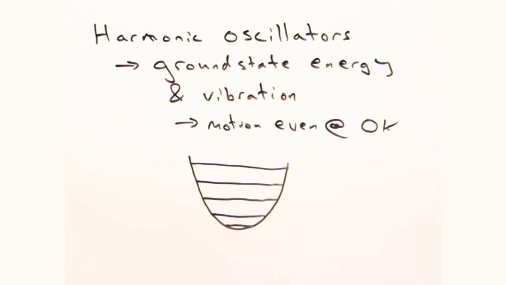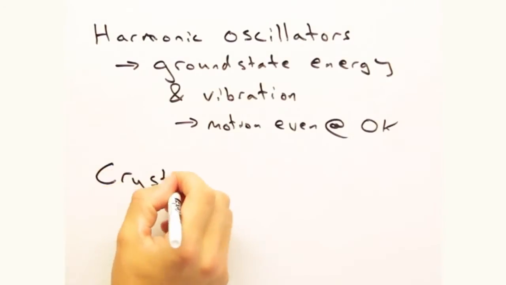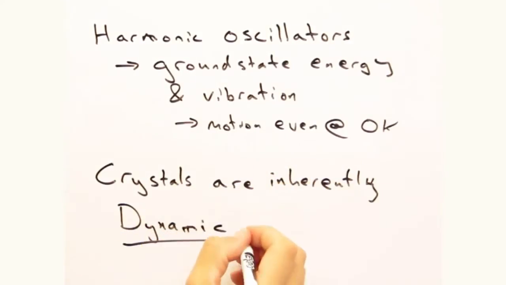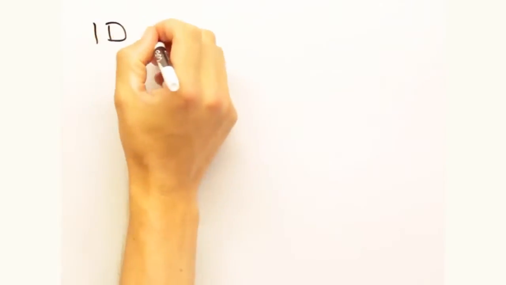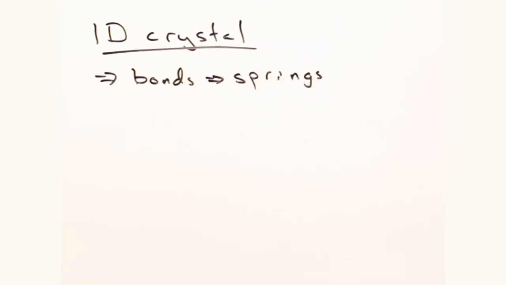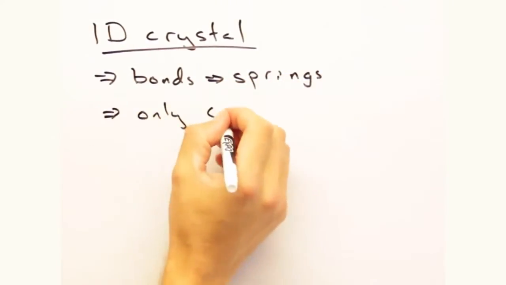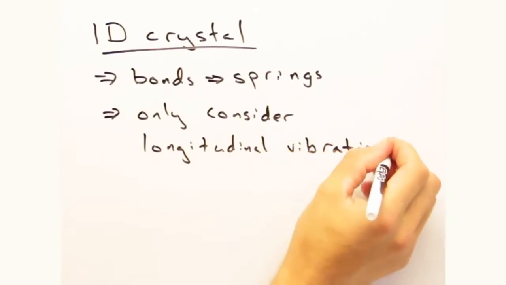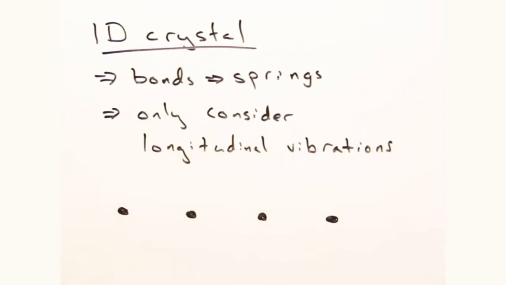In later videos, we'll see how vibrations play a role in crystal properties. Yeah, vibrations are really an inherent part of crystals, and we should keep that in mind whenever we think about crystal properties. But today, for now, we'll keep things simple and look at how vibrations behave in a one-dimensional crystal. Additionally, we'll treat the bonds between the atoms as springs, and only look at vibrations that propagate longitudinally, or along the direction of the crystal. Nicole, why don't you set up the crystal?